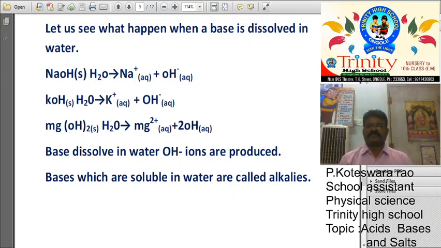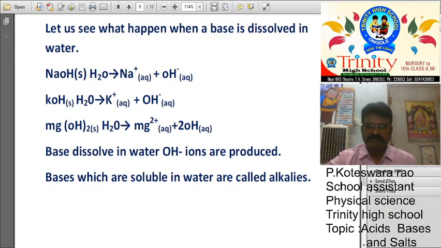Okay, let us take some examples of bases. NaOH, in the presence of water, splits into Na plus and OH minus. Na plus is a positive ion, OH minus is a negative ion. Similarly, if you take KOH, potassium hydroxide, it splits into K plus and OH minus. K plus is a positive ion, OH minus is a negative ion.